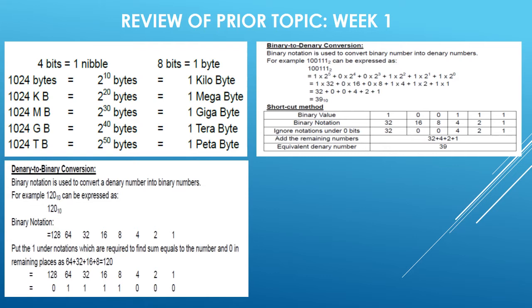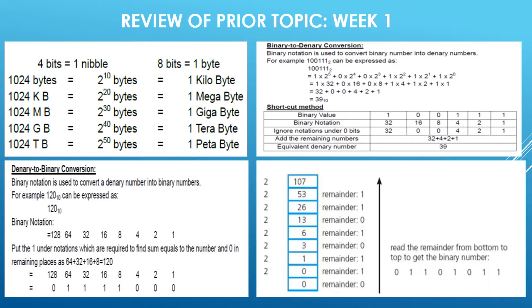Then we also learned the conversion from a Denary number to the equivalent binary number. For example, if a number was given that was 120 with base 10. So we wrote all the binary notation and then put 1 under the notation which are required to find sum equals to the number that is given in the question and 0 in the remaining places. So all the on bits, their binary notations will be added together to get the equivalent sum to the number given in the question. So this is how a Denary number is converted into the equivalent binary number.